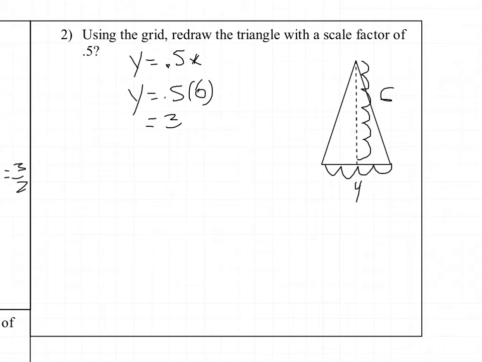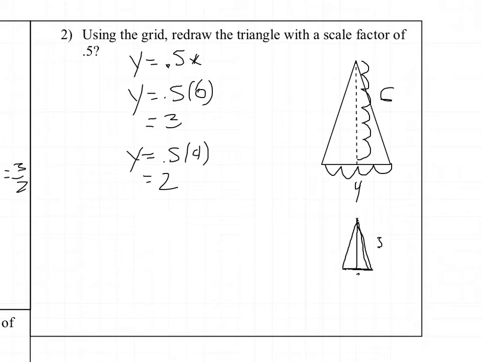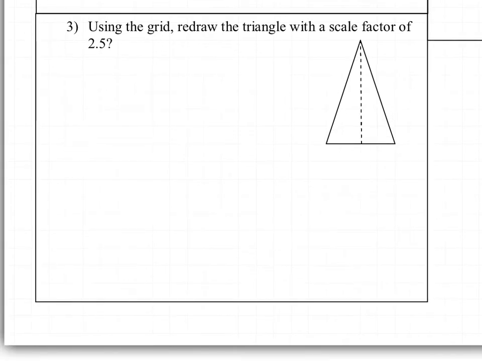So I'm going to draw really quickly the height there. And the width, y equals 0.5 times 4. It's going to give me 2, so I need it to be 2 wide. There we go. And I am redrawn with a height of 3 and a base of 2. Scale factor of 0.5. Over here, it says, using the grid, redraw the triangle with a scale factor of 2.5.